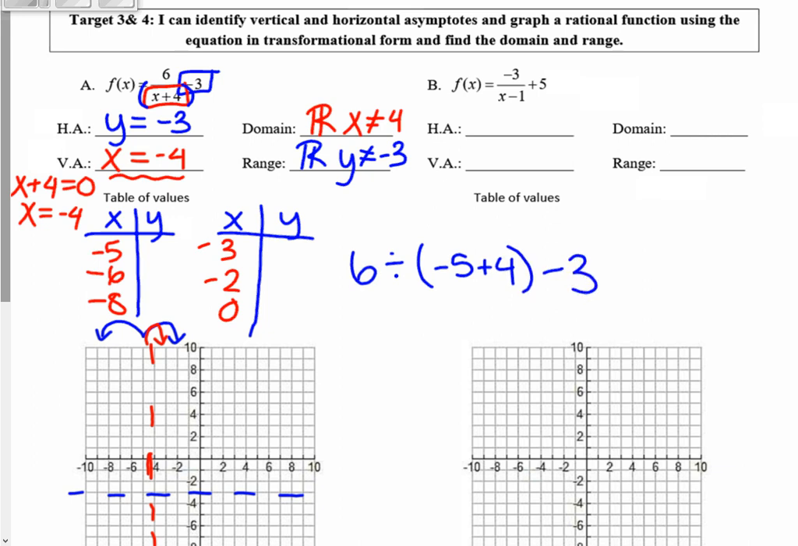And we'll have to continue to do that for each one of our x values. When I plug in -5, I get -9. When I plug in -6, I get -6. When I plug in -8, I get -4.5. When I plug in -3, I get 3. When I plug in -2, I get 0. When I plug in 0, I get -1.5.